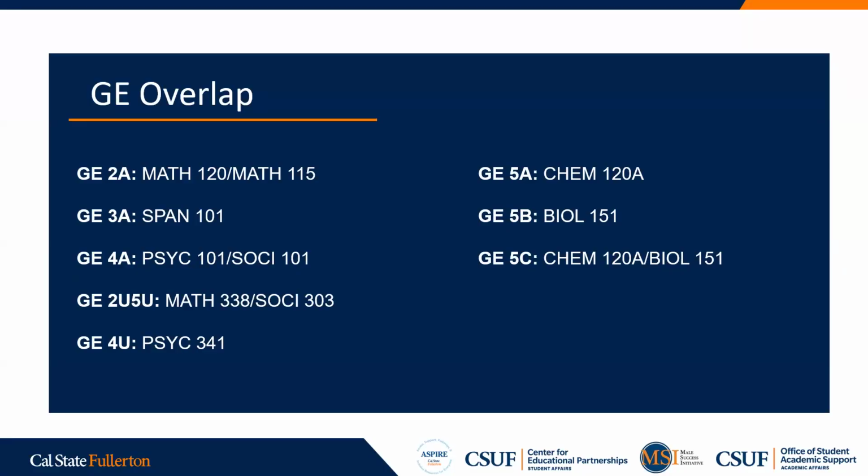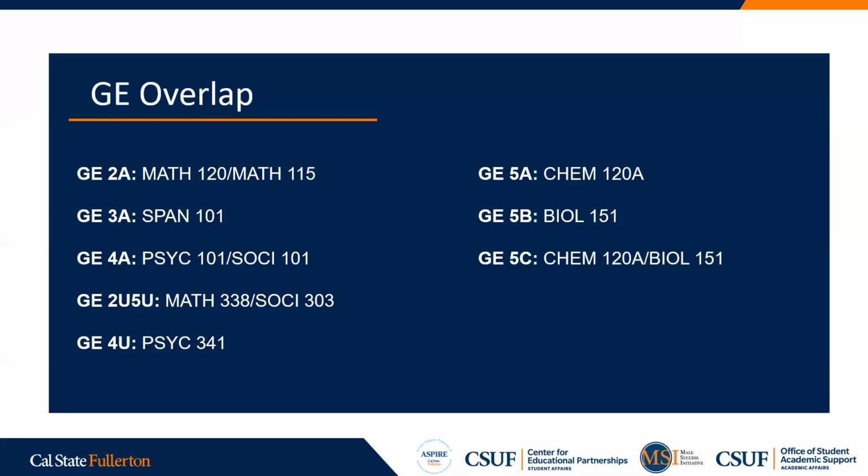3A, for your humanities, you can put in your Spanish 101. 4A, for your social sciences, lower division, we can do Psych 101, Social 101. For your upper division quantitative reasoning, if you did your Math 115 for your lower division quantitative reasoning, this is where you can fill in the statistics. So your Math 338 or Social 303 in this category would fit that. If you are part of a major that has an upper division stats course, that's usually where this falls as well. Your upper division social science, that Psych 341 is going to meet that requirement.